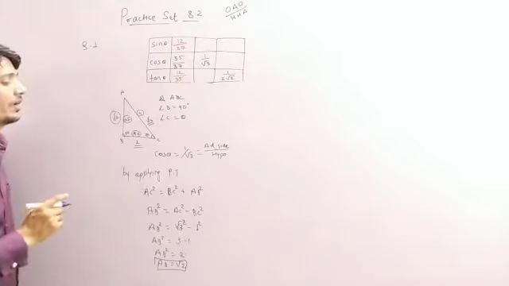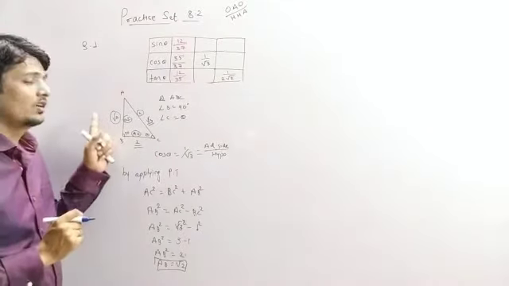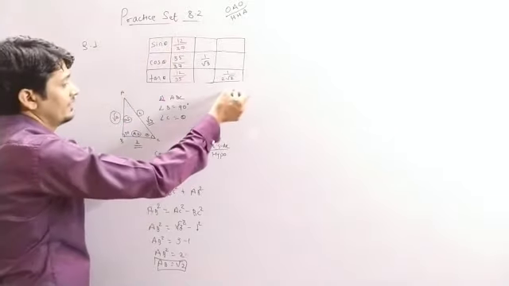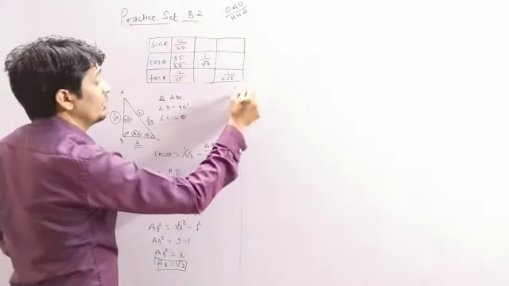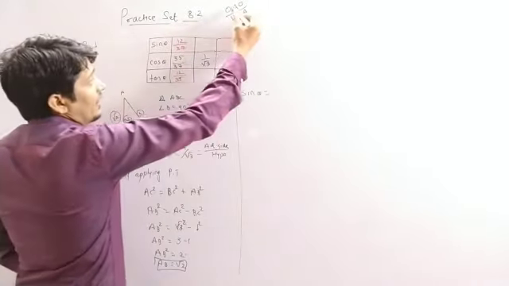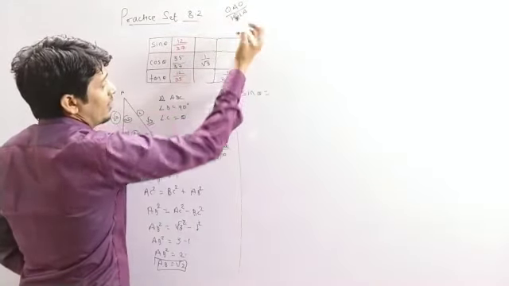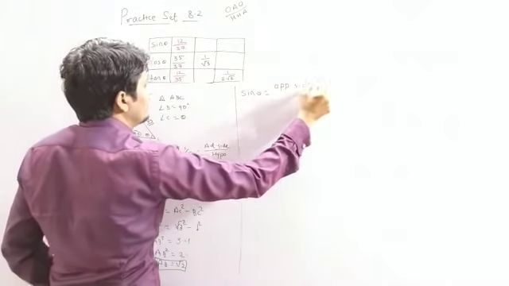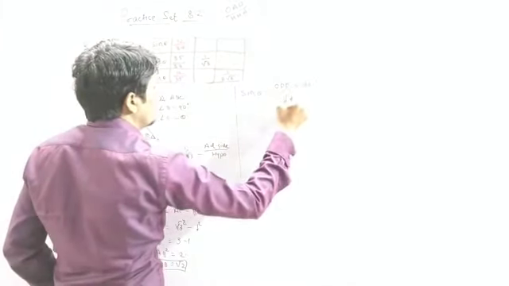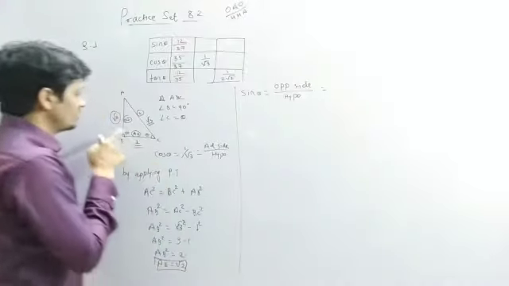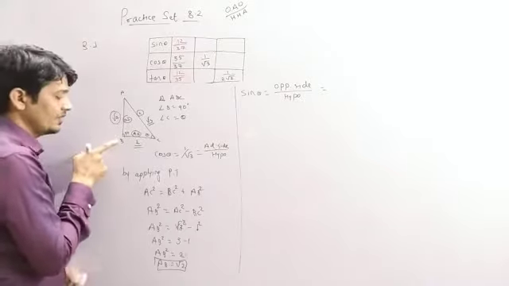Okay. So we have the values for all the sides. That means we can easily calculate sin theta and tan theta. So we know sin theta equals, what is sin theta? Opposite side divided by hypotenuse. So what is opposite side here? AB is the opposite side.